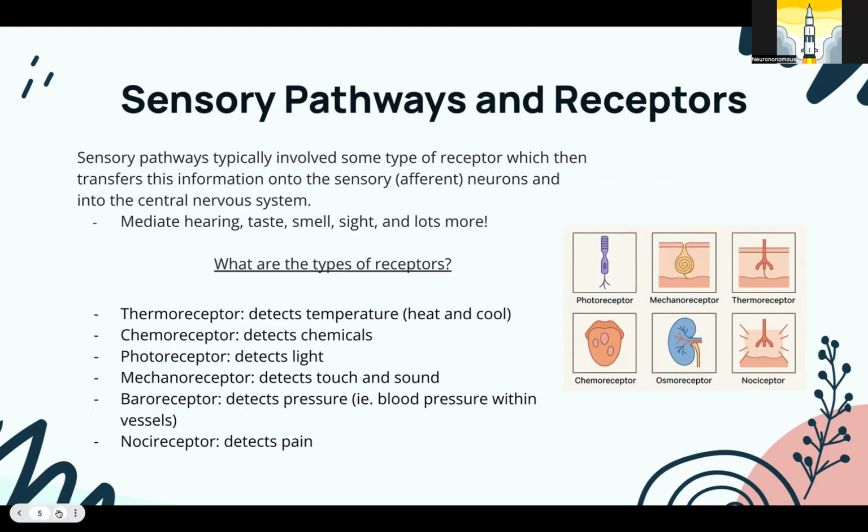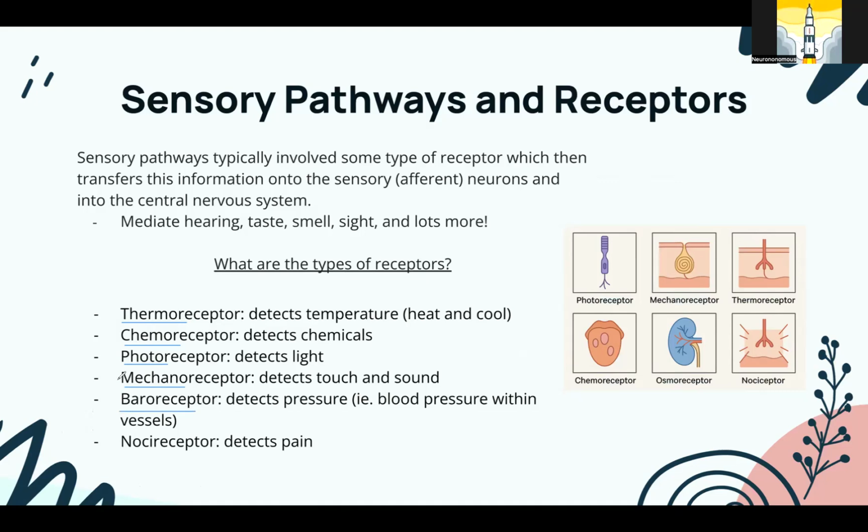So we do need to know what receptors are out there, and this is just some terminology. Thermoreceptors detect temperature. Think about thermo, thermometer. Chemoreceptors: think about chemicals. Photoreceptors: think about light, like when you're taking a photo. Mechanoreceptors: think about mechanics. They detect touch, and also sound. We're going to look at that when we think about hearing and how those hair cells, specifically the stereocilia, the little tiny hair cells, help us with hearing.